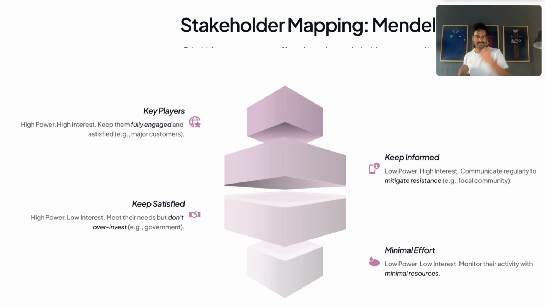And third is low power but high interest. Keep them informed. They can't force change, but they can make noise. Example, local residents near a factory. You should talk to them regularly if they're facing any problems with pollution or sound or anything else. Now low power and also low interest: minimal effort. They're a stakeholder, just monitor them. Example, a small supplier that you rarely use. This matrix is gold for exam case studies. When a business faces a decision, you can use Mendelow's to recommend which stakeholders to prioritize.